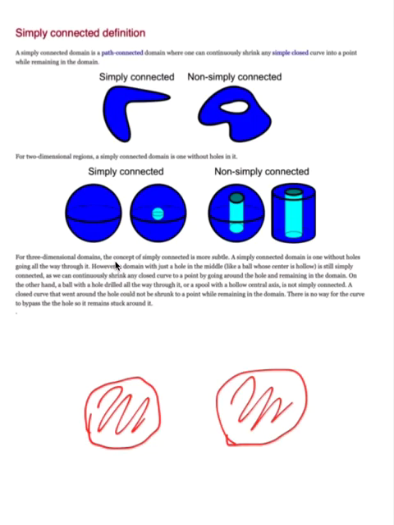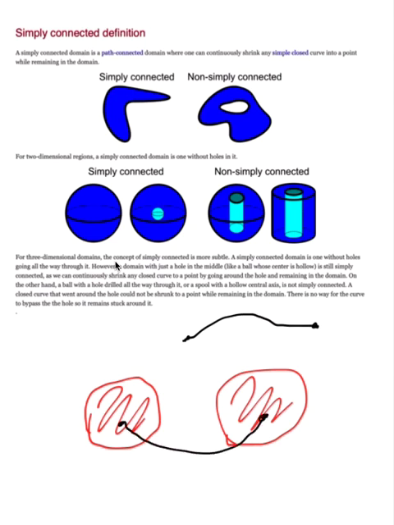Okay? A simply connected domain is a path-connected domain. What is a path-connected domain? All these technical things. A path-connected domain is where you can, from one point in the domain to another point in the domain, always find a path that stays within the domain all the way through.